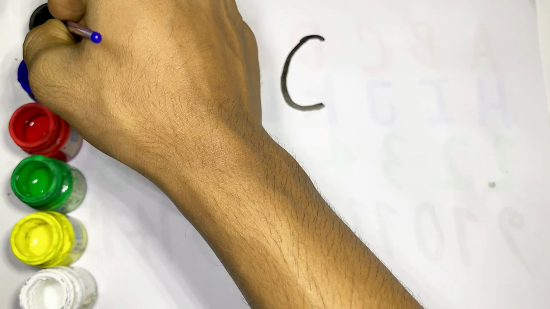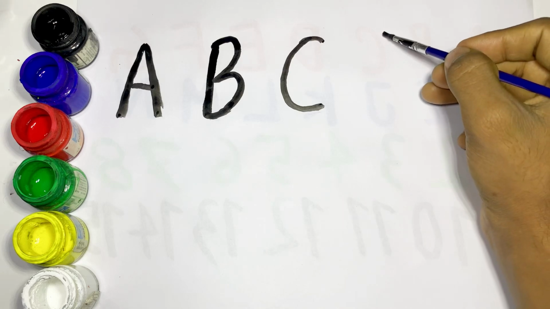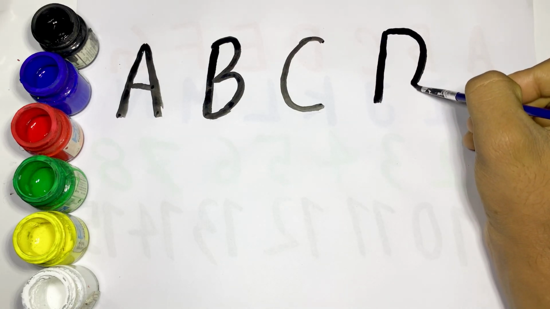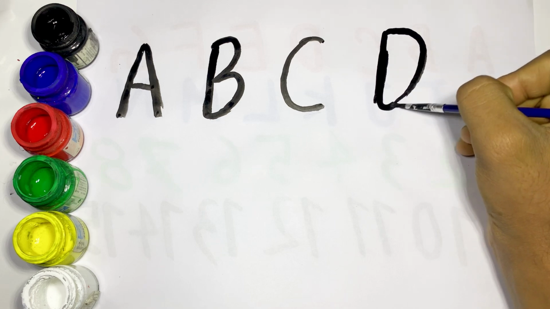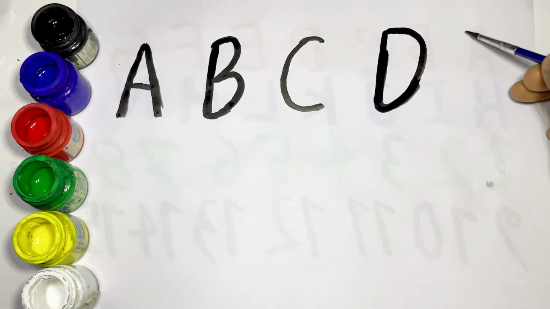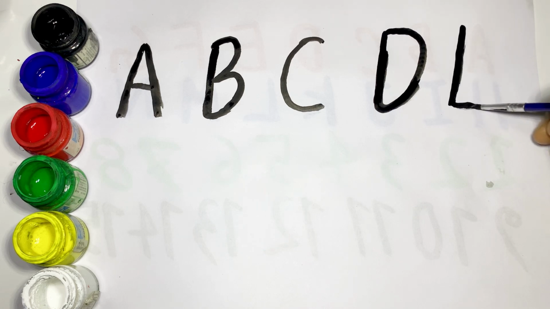Kids, again use black color and draw D. D for dog, D for doll. Kids, again use black color and draw E. E for egg, E for elephant.